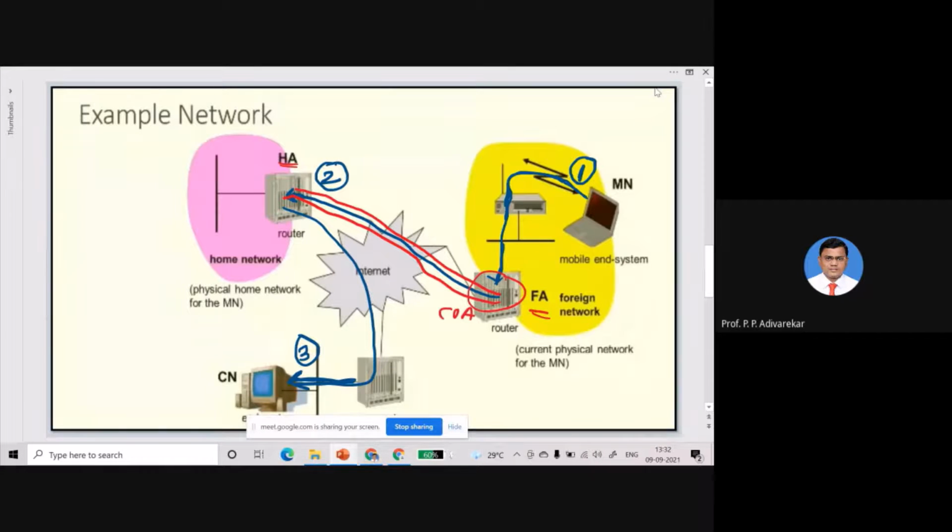Now once the home agent receives the packet, it will understand that this packet has to be delivered to the correspondent node, whose path is already known, because we have already received packets from the correspondent node. And it will forward the packet to the correspondent node. So in this way we are creating a reverse tunnel between the foreign agent and the home agent.